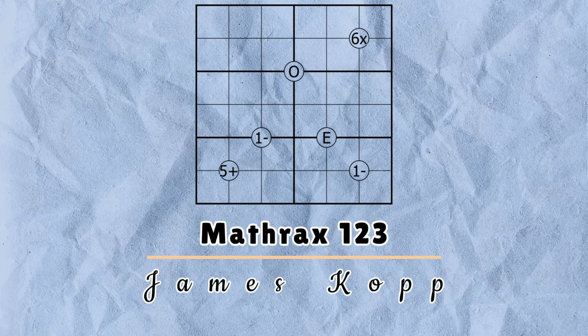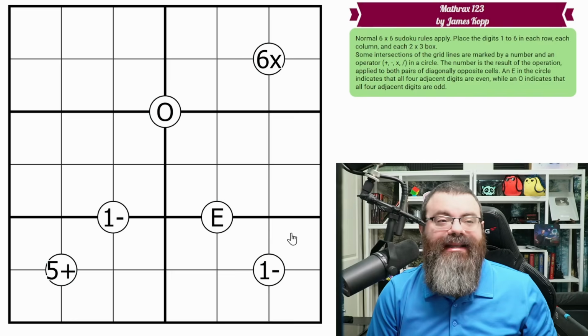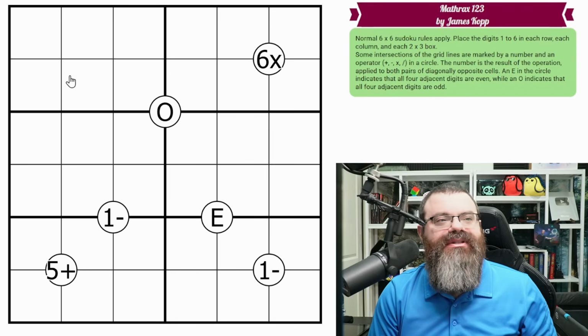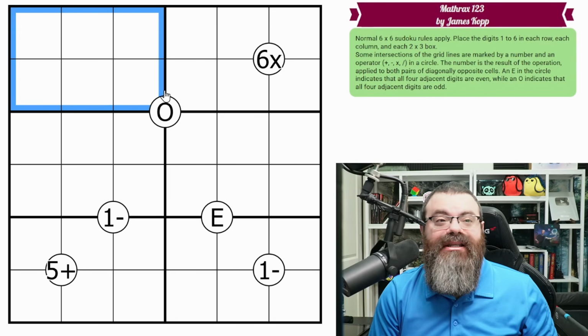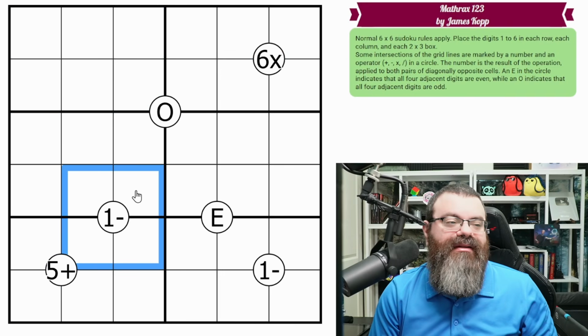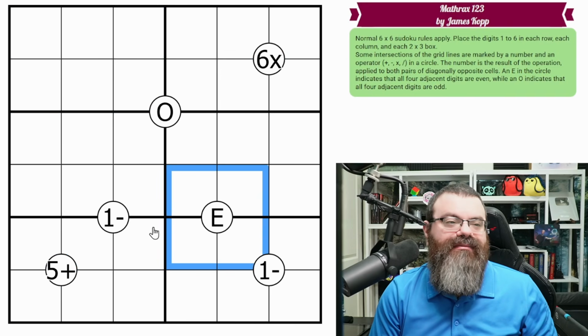Hello, let's continue our Sudoku adventure with Mathrax 123 by James Kopp. So we have normal 6x6 Sudoku rules. That means in each row, each column, and each 2x3 box, we are placing the digits 1 to 6 exactly once each. We also have these circles in the grid surrounded by 4 cells. So they touch 4 cells.